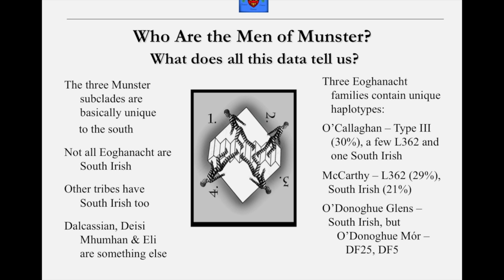Now, the last interesting thing is that there are 2 Kerry Eoghanachts that are O'Donohues. The Glens are Cashel, the Moore are Rathlin. The Glens group are indeed South Irish, which you would expect and not a surprise. But the families that live closer to Killarney that are identified as O'Donoghue Moore are not South Irish, and some of them who have tested for the SNPs are DF25 and DF5, which again is something totally different. Now, the one curious fact is that L362 and DF25 and DF5 all are downstream SNPs from a larger subclade of DF21, which again is something very different. So this is something we will continue to explore to see what it might mean. It has to mean something.